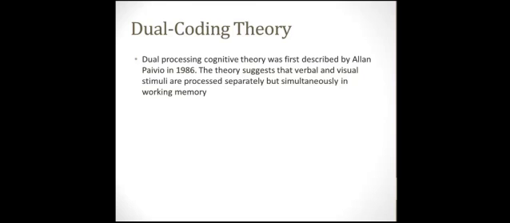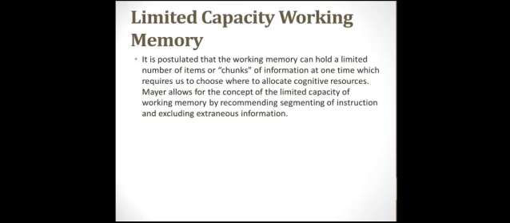Limited capacity working memory. It is postulated that the working memory can hold a limited number of items or chunks of information at one time, which requires us to choose where to allocate cognitive resources. Baddeley's model of working memory recognizes that although the central executive could store information, it was limited in its capacity to do so.